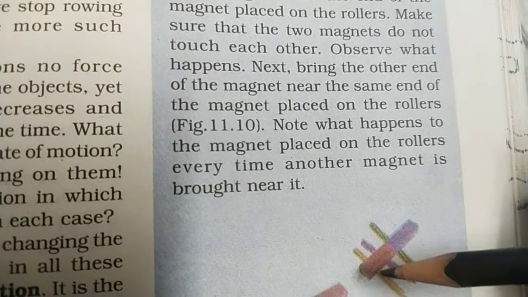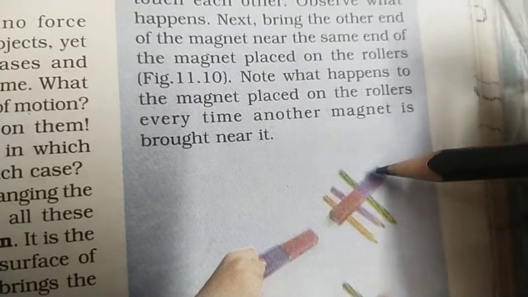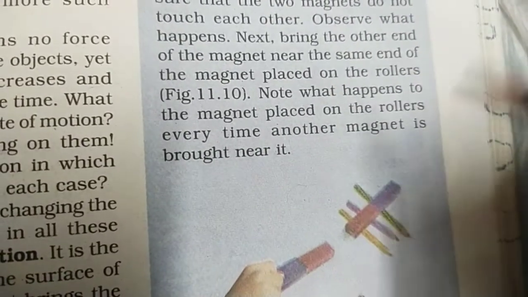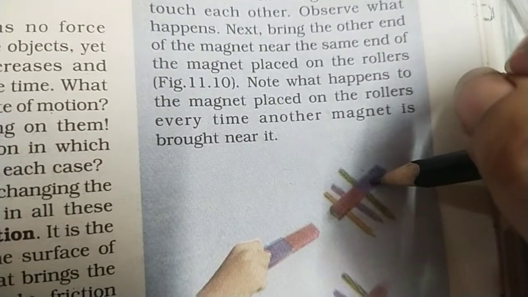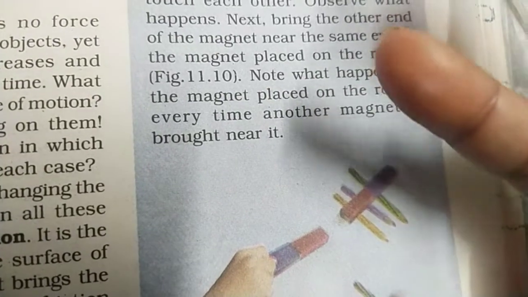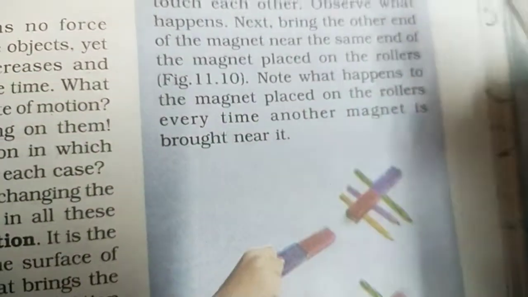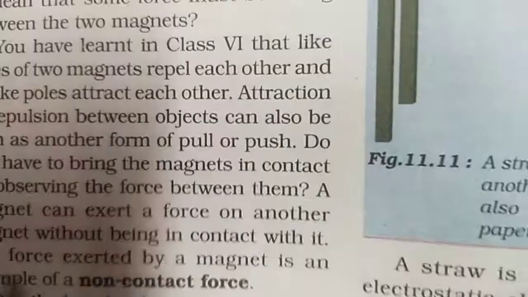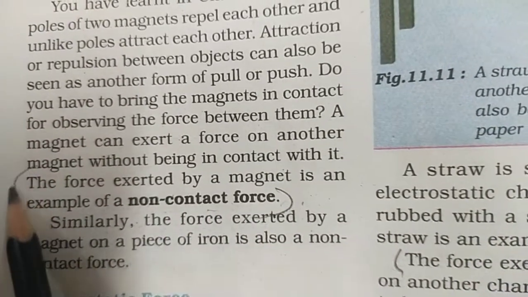Like here, instead of two magnetic bars, if we use only a single magnetic bar and some iron nails, when we rotate the magnetic bar over the iron nails, all the iron nails will stick to the magnetic bar without any touching. It means there is a strong force of attraction, and that force is a non-contact force, because the magnet is not interacting directly with the iron nail. So this is the magnetic force, and it is a non-contact force. The force exerted by a magnet is an example of non-contact force. This is a very important and defining line again.